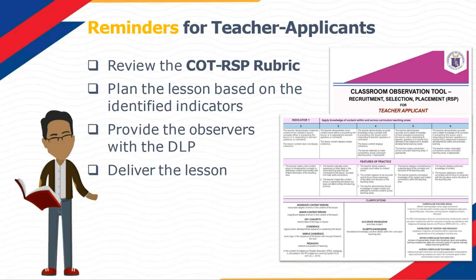Here are some reminders for teacher applicants. Review the COT-RSP rubric, a copy of which will be provided in the link that will be given on the succeeding slides. You have to plan the lesson based on the identified indicators. Provide the observers with your detailed lesson plan and deliver the lesson.